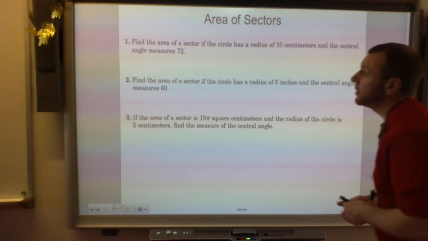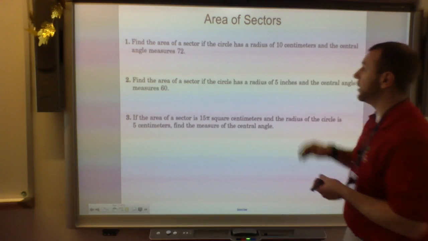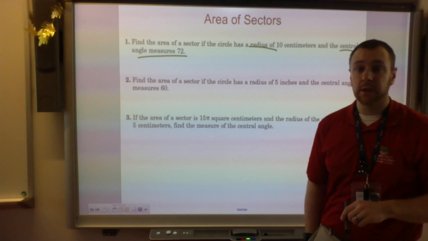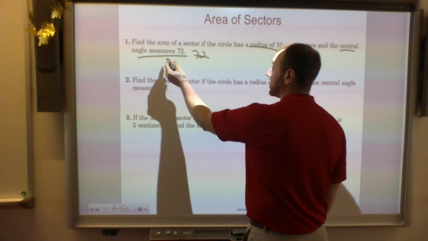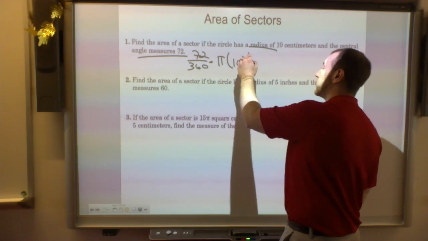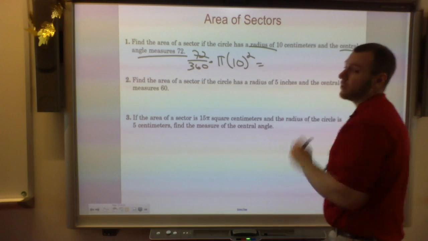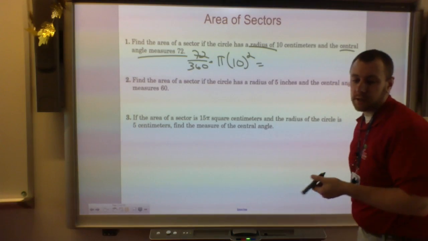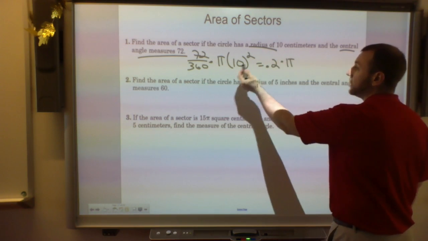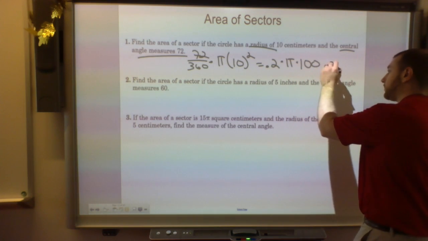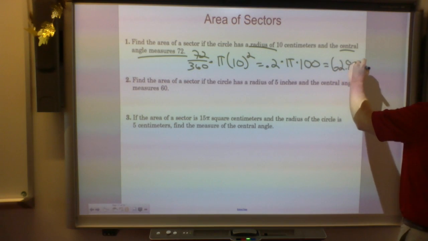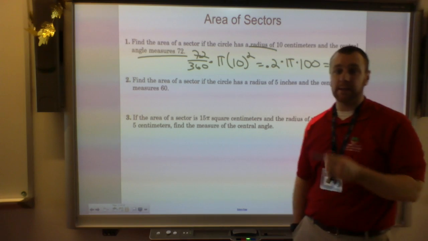Some other examples of this. Okay? Find the area of the sector if the circle has a radius of 10 and a central angle that measures 72. So again, I'm going to do the 72, because that's my angle, over 360 times pi times 10 squared. I do that division. 72 over 360 is 0.2 times pi times 10 squared is 100. My grand total for this should come out to be 62.8 centimeters squared. Okay, centimeters squared.